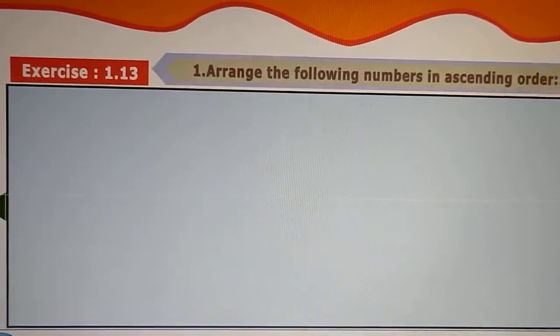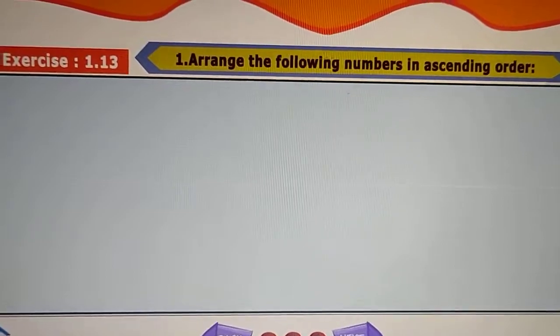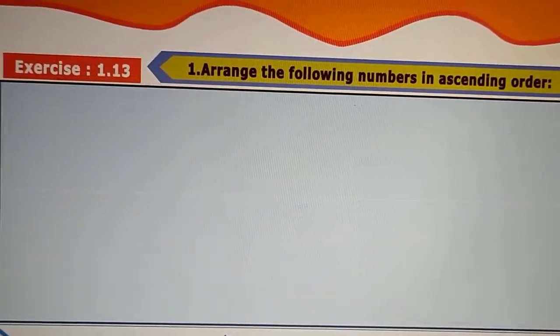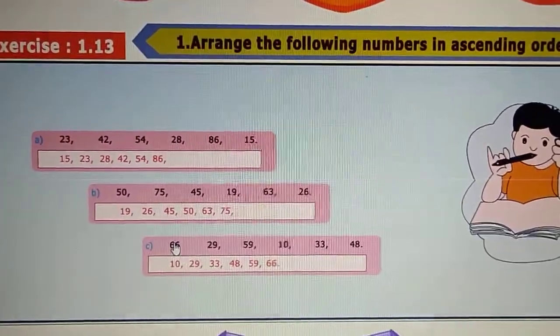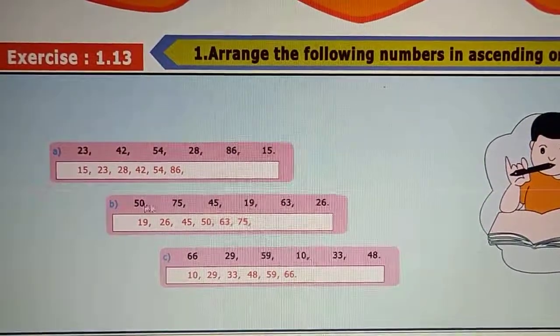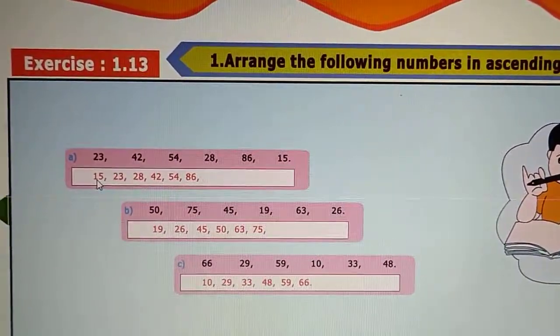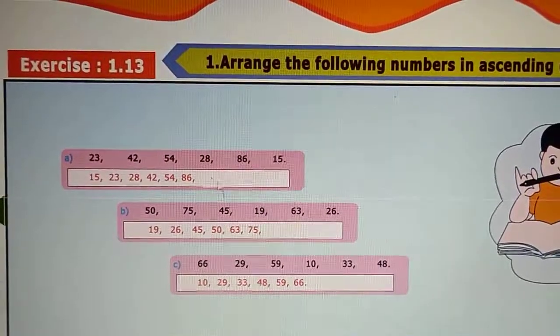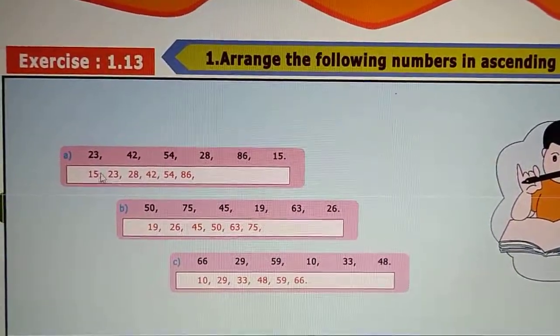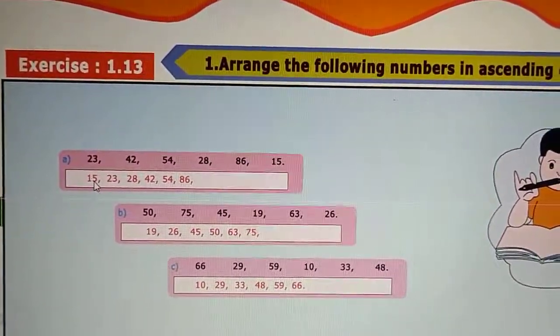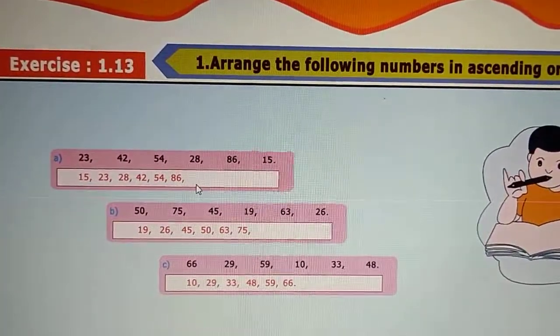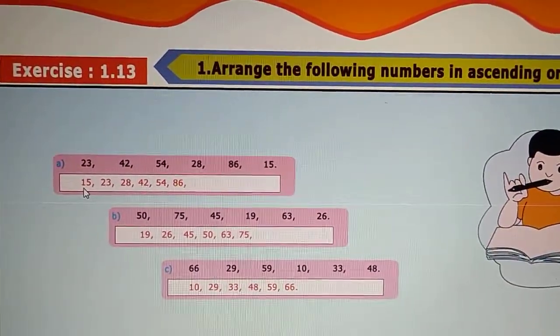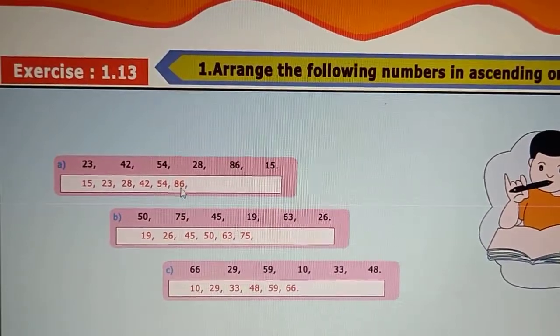Exercise 1.13. Arrange the following numbers in ascending order. See children, these are in ascending order. I have arranged here from smaller number to the larger number. Ascending means we have to arrange the given numbers from smaller number to the bigger number.